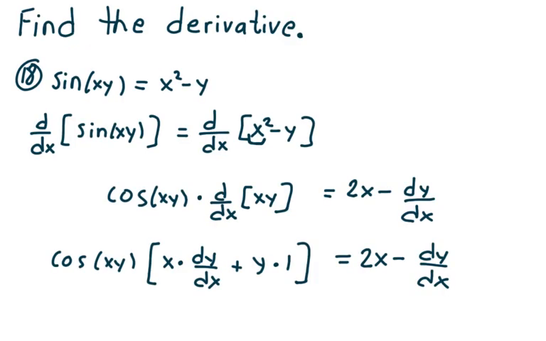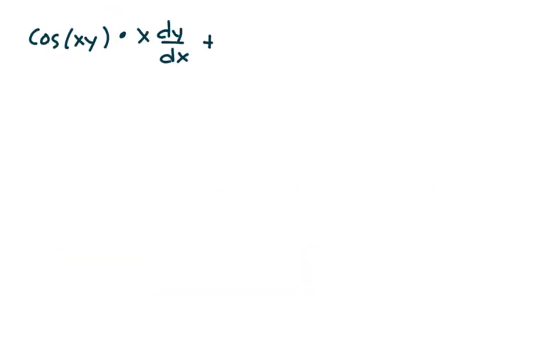So now I get to distribute the cosine of xy inside. And so I get cosine of xy times x dy/dx plus, and then I write y times cosine of xy. That's the left side. On the right side, I have 2x minus dy/dx.